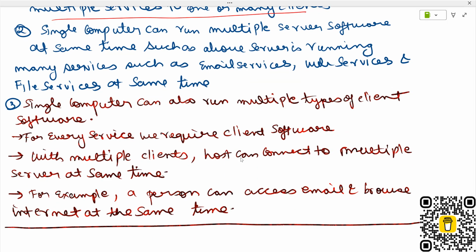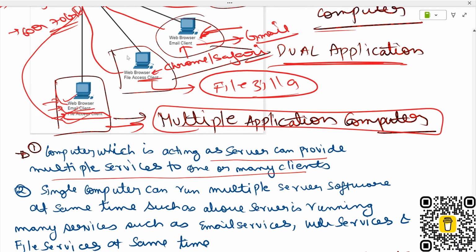Okay, now a single computer can also run multiple types of client software. Okay, so let's suppose you are using this computer, right? So you are running multiple client software. You are running what? Safari as well, right? You are running Outlook or Gmail as well, right? Obviously you can run all of these services at once on your laptop, right? And you are also running FileZilla, right? So a single computer can run one or multiple applications at a given point of time, right?